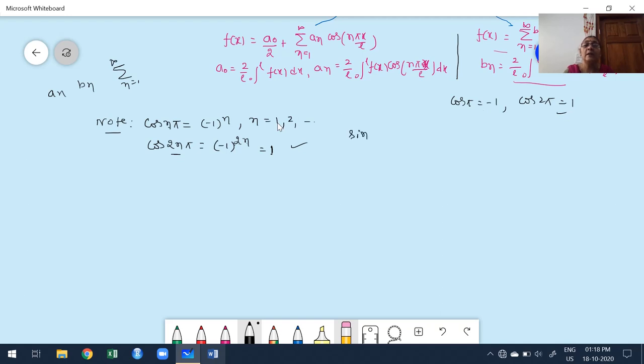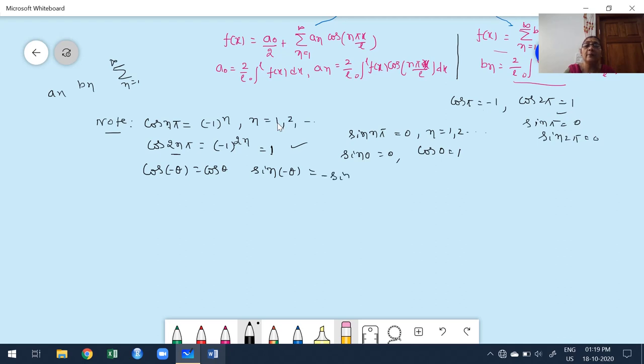Similarly, sin n pi. What is sin pi value? Sin pi value is 0. What is sine 2 pi value? 0. Therefore, whether n is even or odd, sine n pi is 0, for n equal to 1, 2, 3. And also, you know that sine 0 is 0. These are the things we get frequently while solving a problem. Cos 0 is 1. And what is cos of minus theta? Cos of minus theta is cos theta. What is sine of minus theta? Minus sine theta.